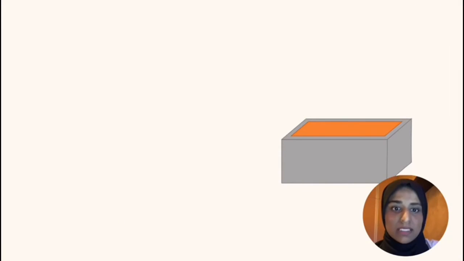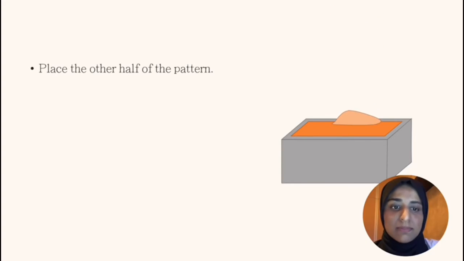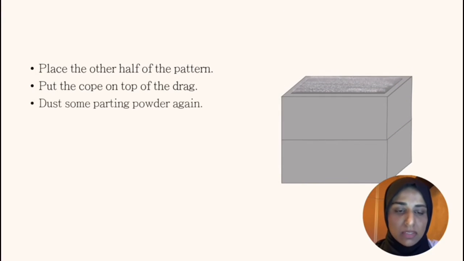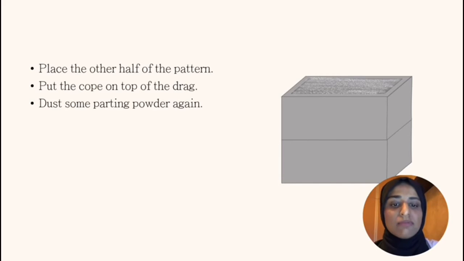This is Zara and I'll be explaining a part of the casting process. After the drag has been flipped, the other half of the pattern is placed. Next, we place the cope on top of the drag, then we dust some parting powder. The parting powder helps us release the pattern from the sand, and it also prevents the two sand layers in the cope and drag from sticking to each other.